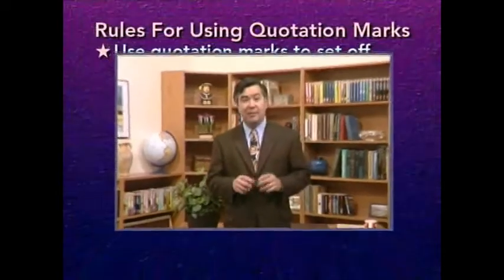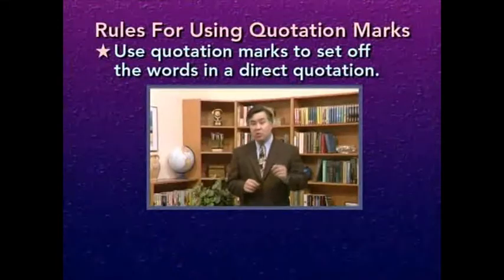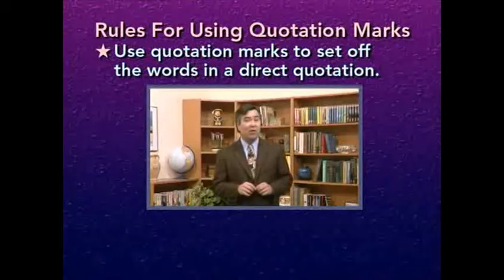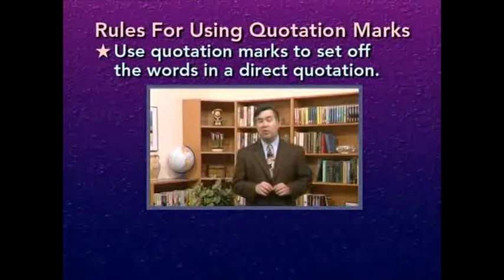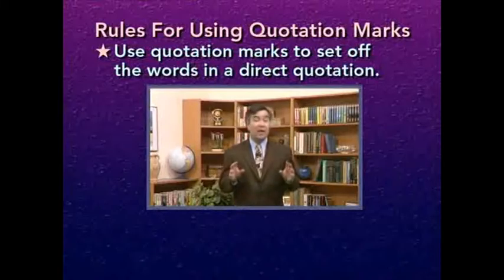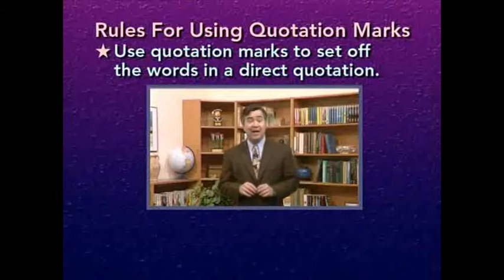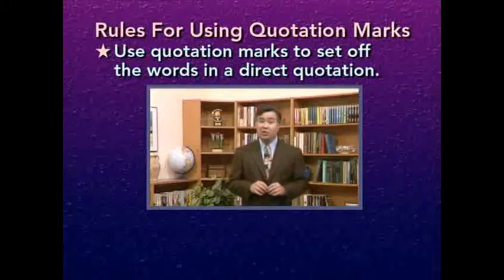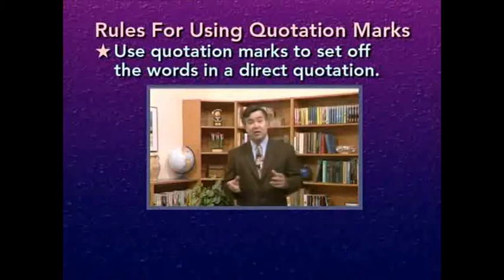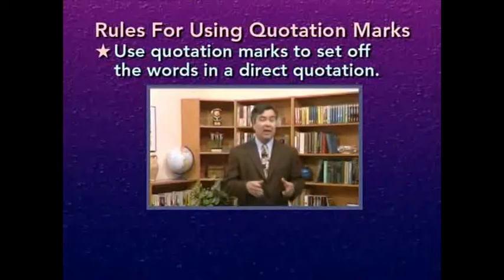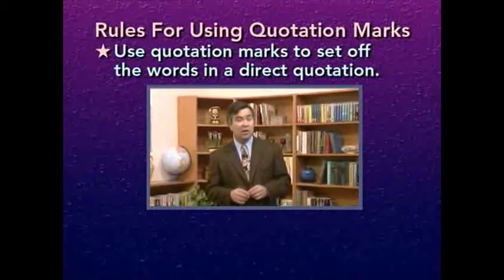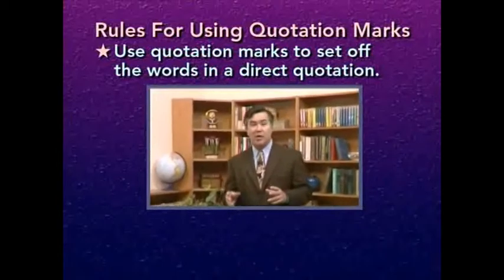In all of these cases, you need to use quotation marks to show where the words you are quoting begin and end. Here's the basic rule. Use quotation marks to set off the words in a direct quotation. Since the quotation marks have to indicate where the quoted words begin and end, quotation marks are always used in pairs, and they're sometimes referred to as opening and closing quotation marks, beginning and ending quotation marks.